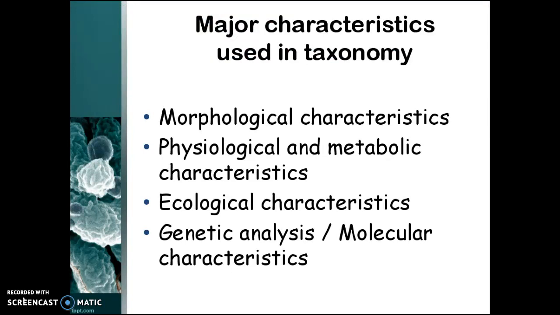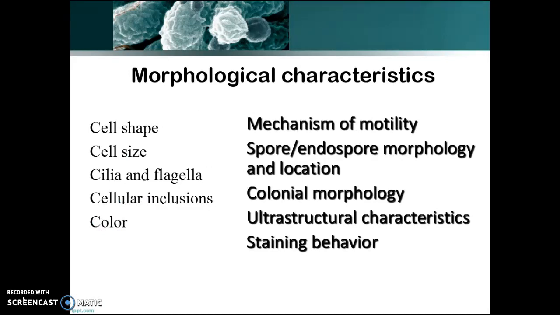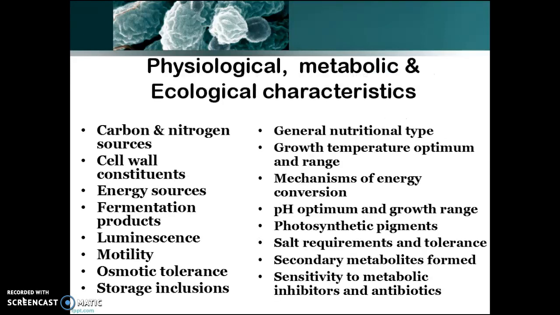There are several major characteristics used in identifying or classifying bacteria. We can classify bacteria through their morphological characteristics, or the physiological and metabolic characteristics, or the ecological characteristics, or the genetic analysis and molecular characteristics. These are examples of the morphological characteristics, things that we can see.